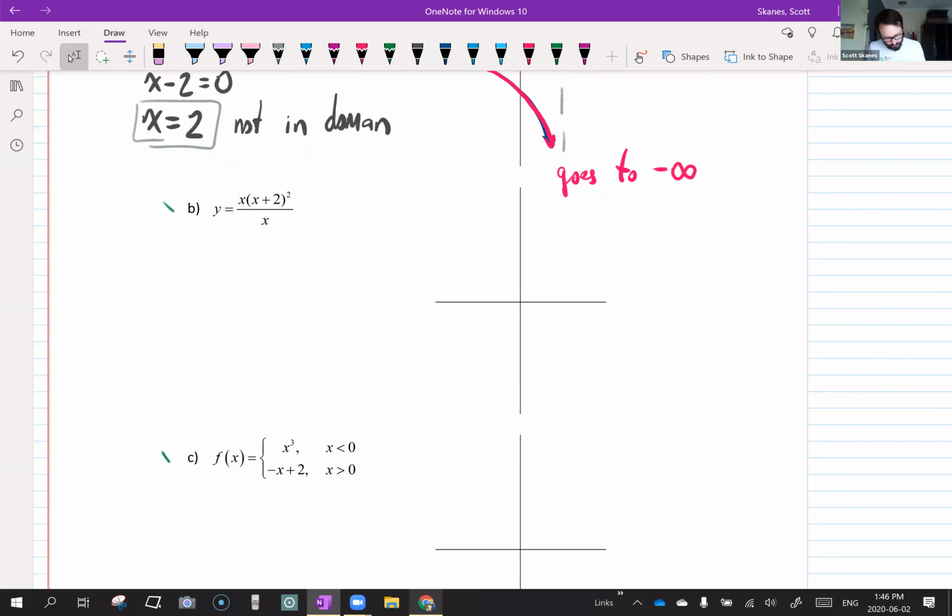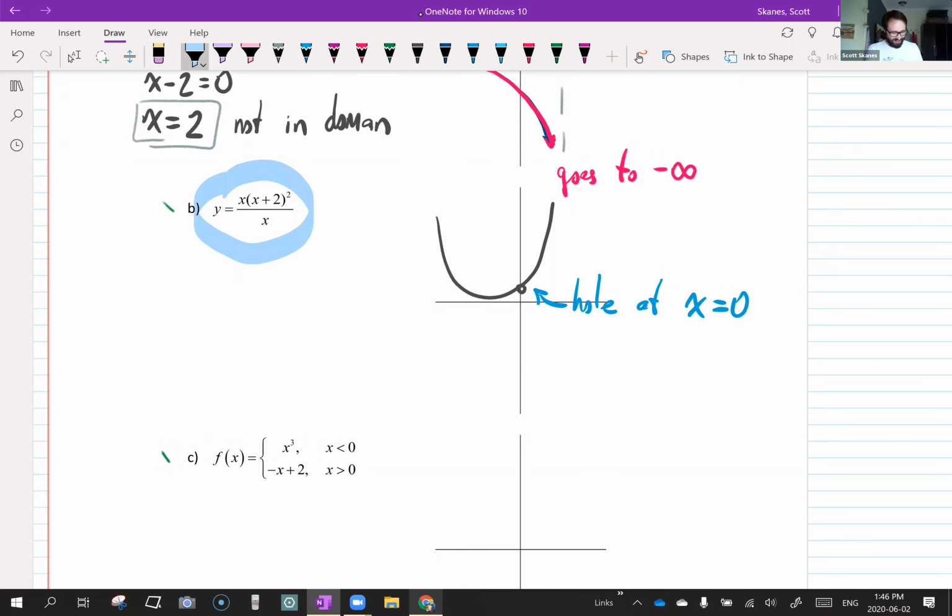Let's look at the second one. I'm going to draw it for you. It looks like this. And there's a little hole when you graph it, or I'm just telling you, there's going to be a hole here. And in fact, there's a hole at x equals 0. Why is there a hole at x equals 0? Well, direct your attention over here. This x and this x can be canceled. It's on top and bottom. It can be canceled out.